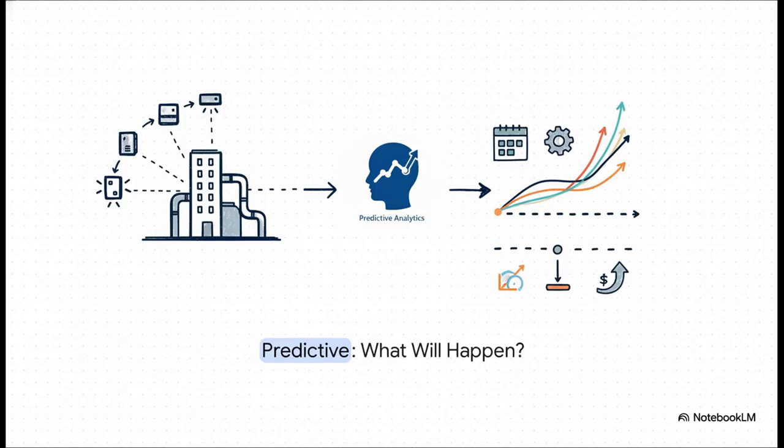Now we're elevating the stakes. We move into predictive analytics. The question changes entirely to what will happen. We are no longer just looking backward, we're using historical patterns to forecast future states. Imagine forecasting your energy usage so accurately that you can schedule your heavy machine maintenance precisely when grid prices dip. That is the kind of predictive power we are aiming for here.